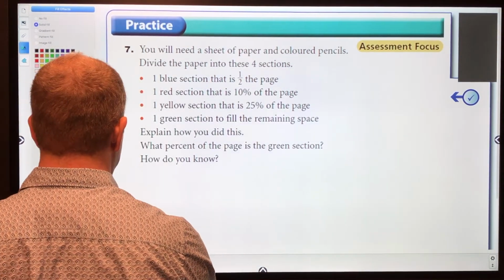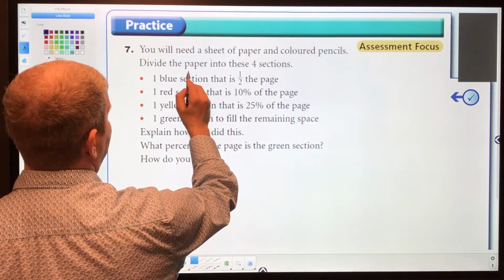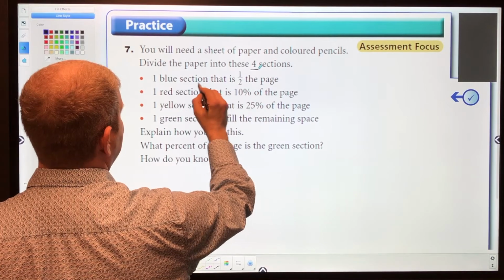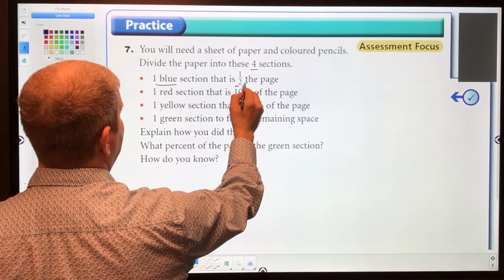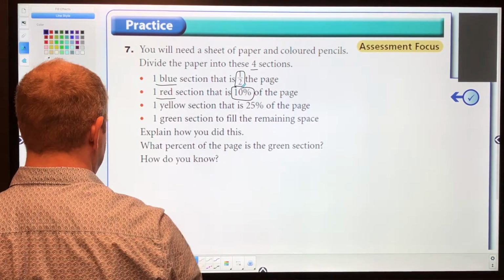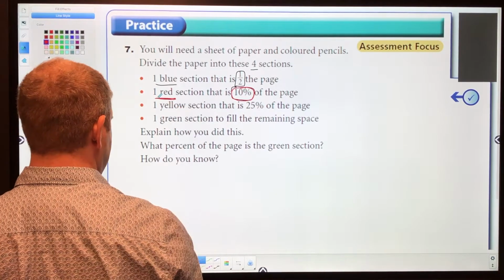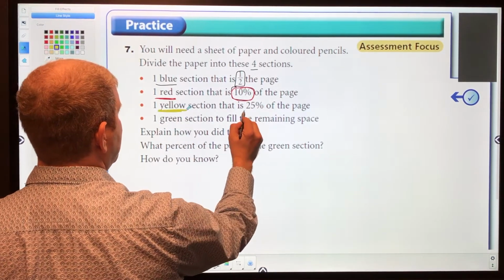Okay, this is an interesting question. Let's take a look. You will need a sheet of paper and colored pencils. Divide the paper into these 4 sections. Blue section is 1/2 of the page. Red section is 10% of the page. I'm going to use my colored markers. So red is 10%. Yellow is 25%.